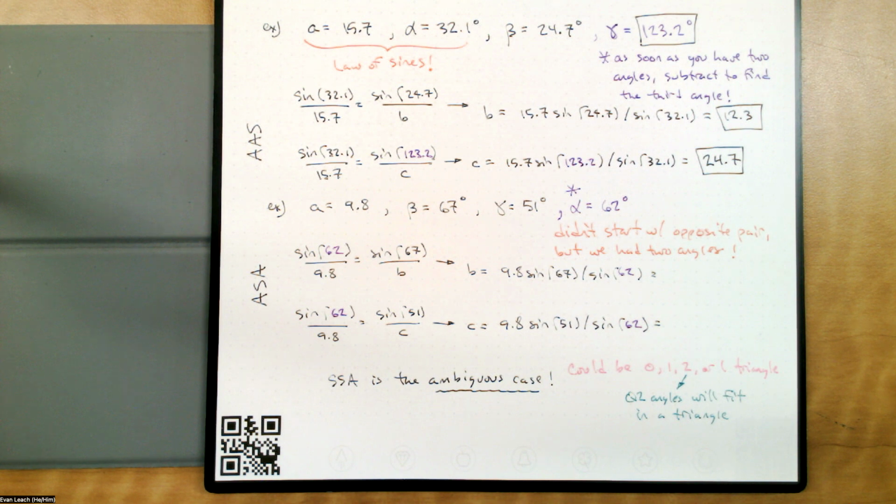Any questions? We're not going to do an example of the ambiguous case. I just want you to know that side-side-angle, where you have two sides and the angle opposite one of those sides, is the ambiguous case. There could be 0, 1, 2, or 1 triangles. Two triangles could happen because quadrant 2 angles fit in triangles. Any questions? Comments? Going all super still.